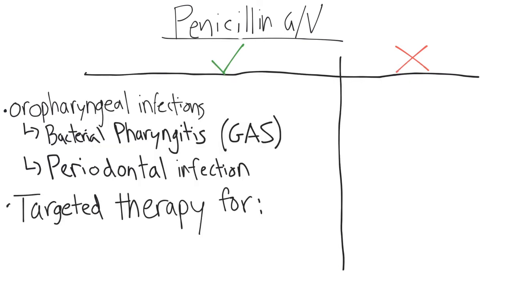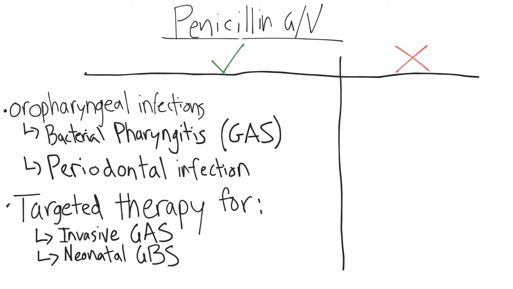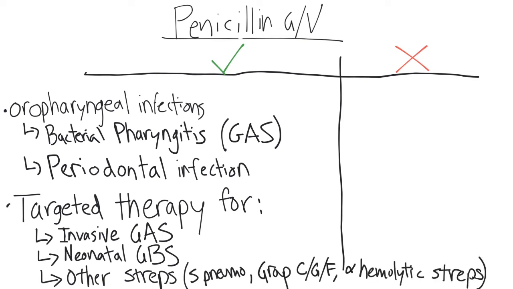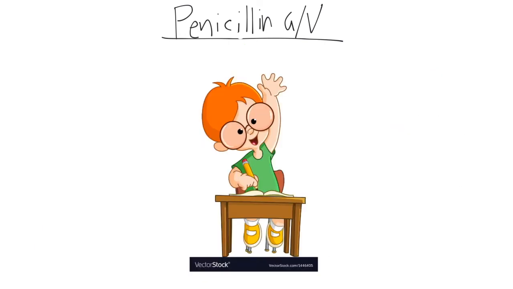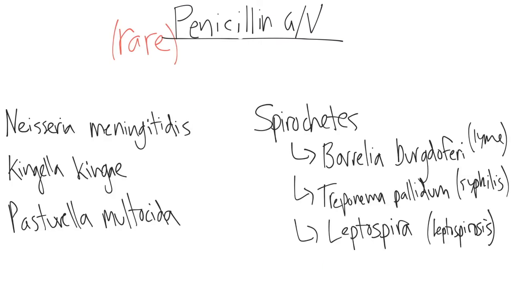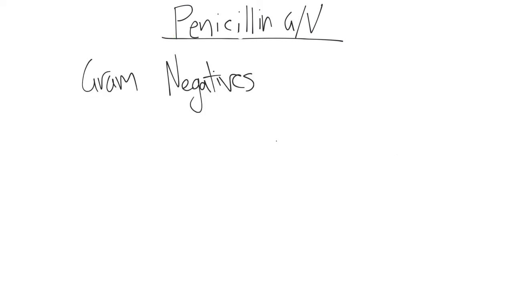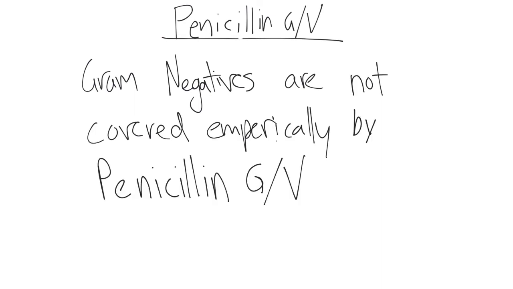And then you have your targeted step-down therapy for things like invasive group A strep and neonatal group B strep infections once we've confirmed the bug, and then other streps like strep pneumo, group C, G, and F streps, other alpha hemolytic streps. The places you would not use penicillin are with staph aureus and empiric therapy anytime you're wanting to cover gram-negatives. Now, before I get in trouble with all the keeners, I will mention there are some rare exceptions. Here are examples of gram-negative organisms that are actually covered by penicillin. Presumably, they have a more permeable membrane. However, by and large, gram-negatives are not well covered empirically by penicillins.